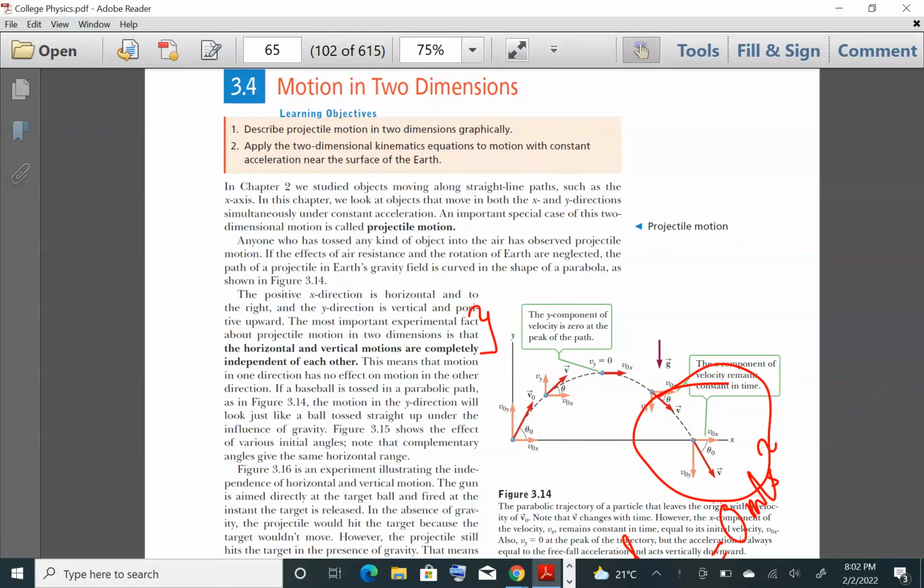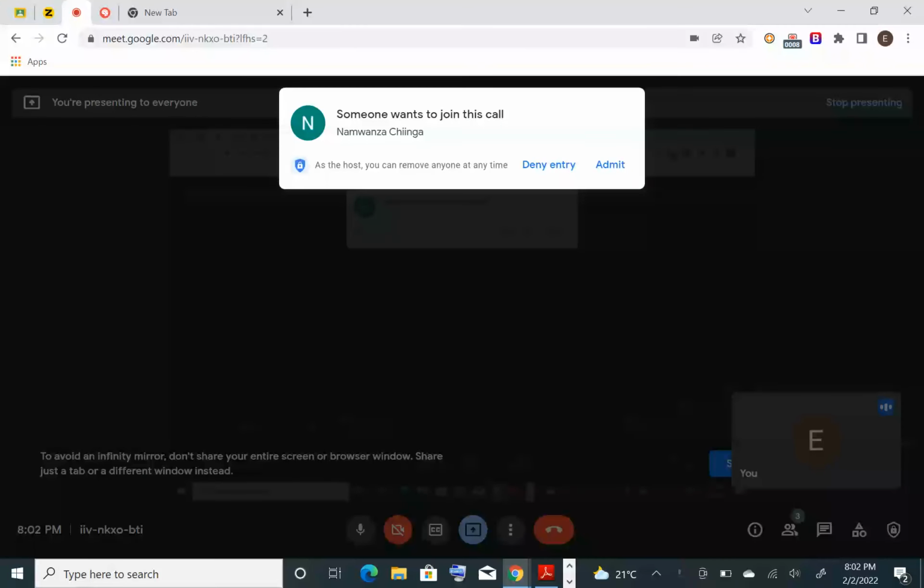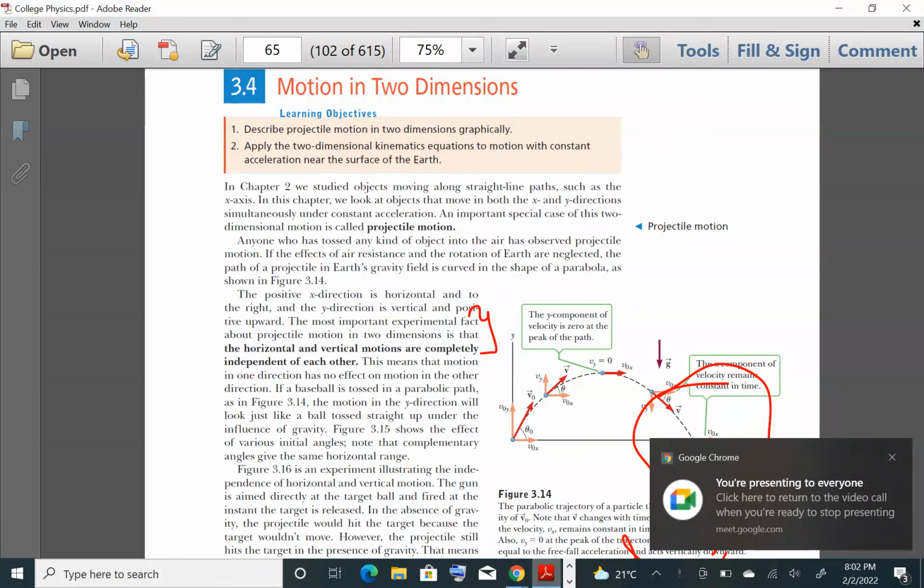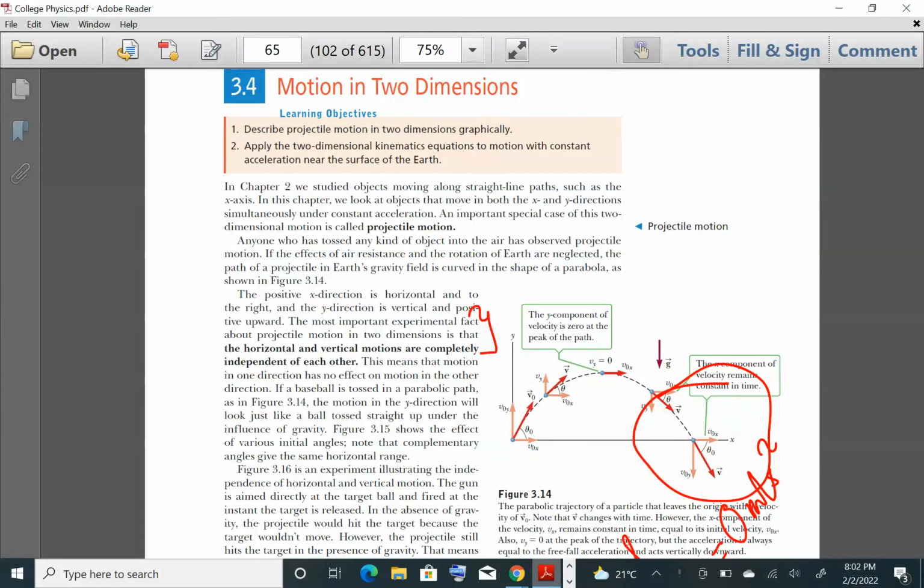Yeah, so now we're going to talk about motion in two dimensions. This kind of motion, where we are looking at two components, or two dimensions, has an important special case that we call projectile motion. In this part of the topic, we'll be looking at objects which are moving in both the x and y directions simultaneously and under constant acceleration.